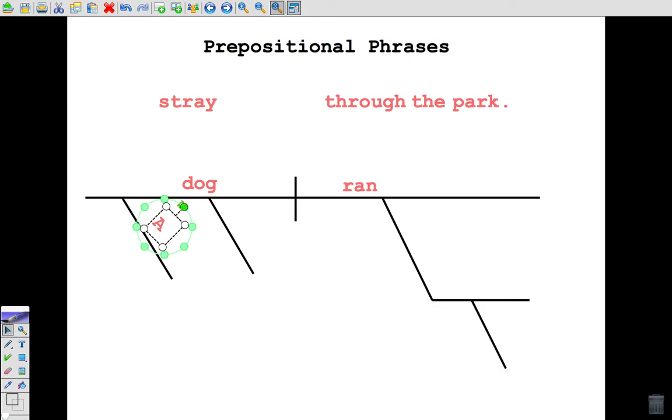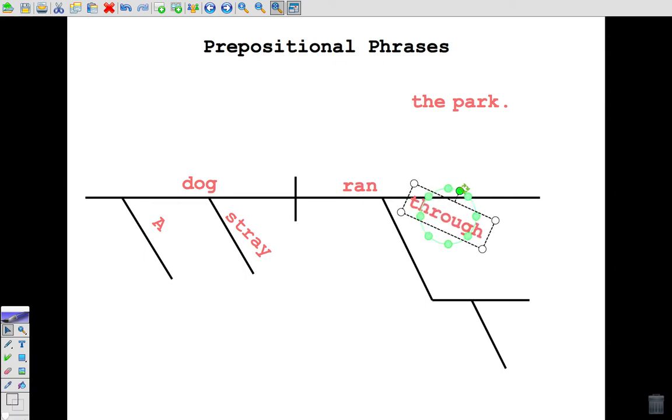We put it on the horizontal or the diagonal line. What kind of dog is it? It's a stray dog. So we would put that here. Now obviously it would be a little neater if you did it with a pen or pencil. So describing the dog comes off of here. We have an article, we have an adjective. Where did it run? Through the park. Through is our preposition.